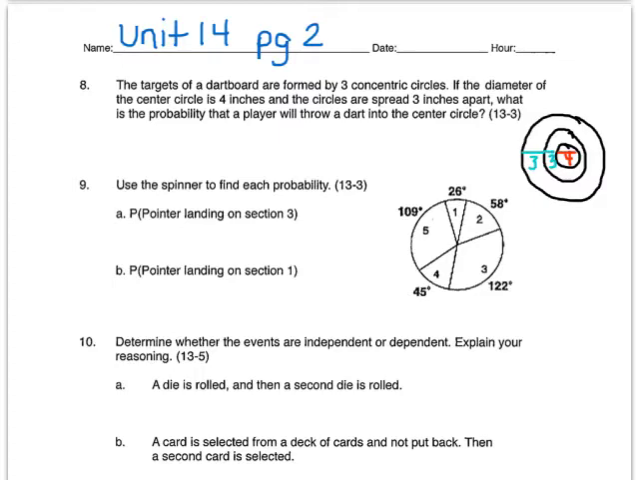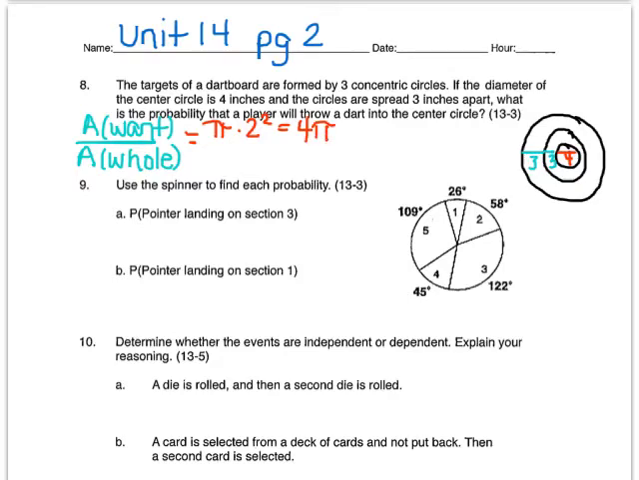So anytime we're doing a geometric probability, we want the area that we want over the area of the whole. The area that we want is this little center circle that has a diameter of 4. And remember, to find area, we use pi r squared for a circle. If that has a diameter of 4, the radius would be 2. So it would be pi times 2 squared, which is going to be 4 pi. And I'm leaving the pi in my answer for a reason.